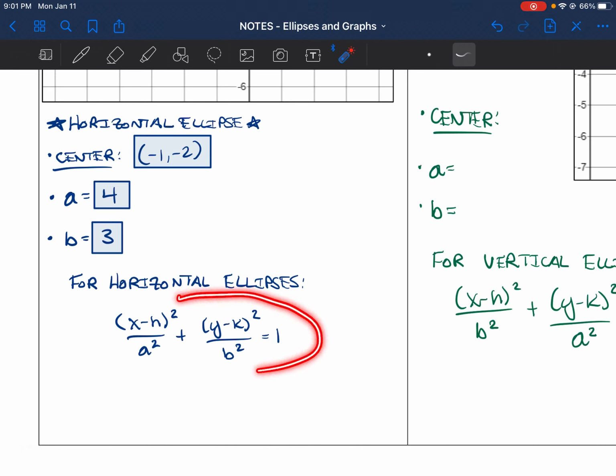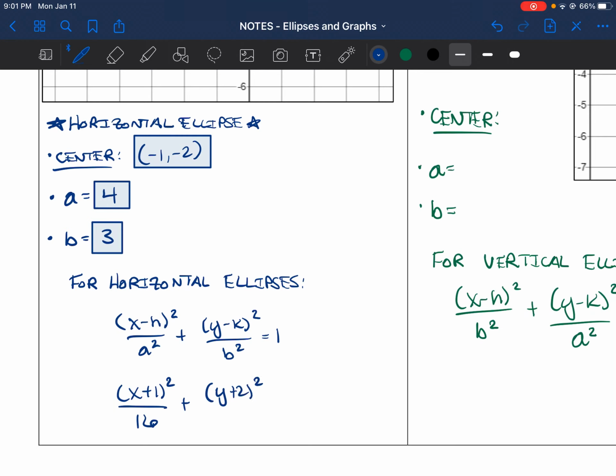for a horizontal ellipse, the standard equation, is right here. So let's plug in our values. X minus h squared, that's going to be x plus 1 squared, as we change the value of the x coordinate at the center, divided by a squared. Well, a is 4, so a squared is 16, plus, we're going to get y plus 2 squared here, again, changing the value of the y coordinate of the center, divided by b squared would be 9, equals 1.